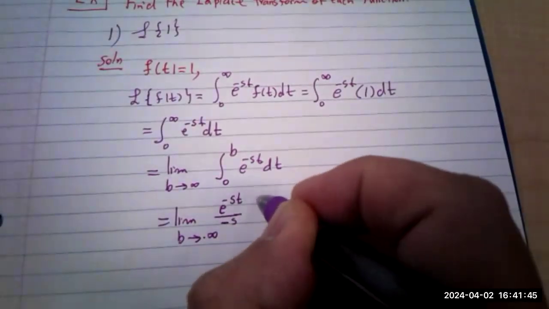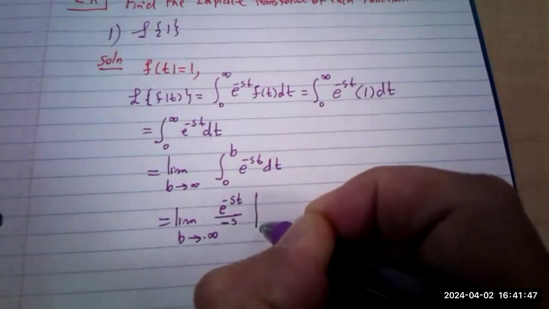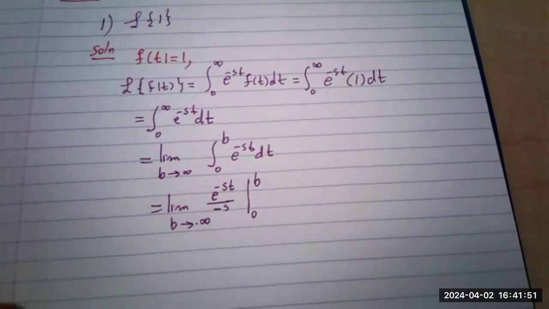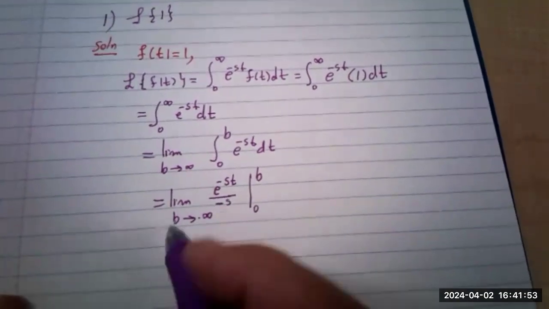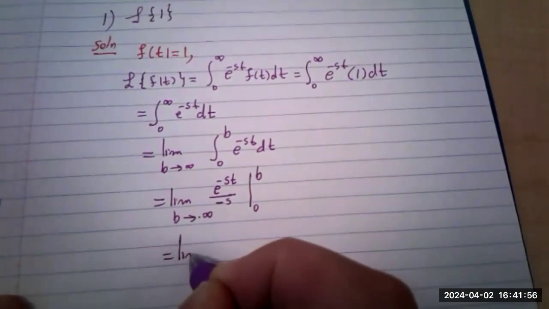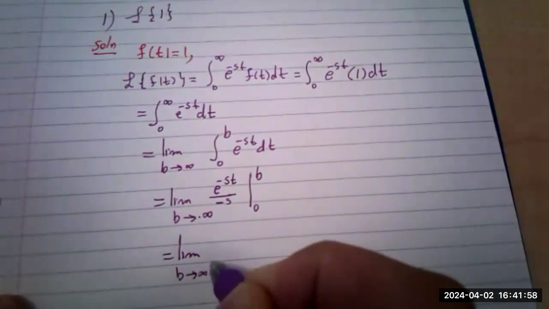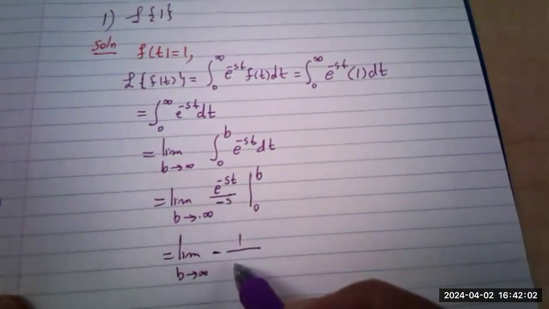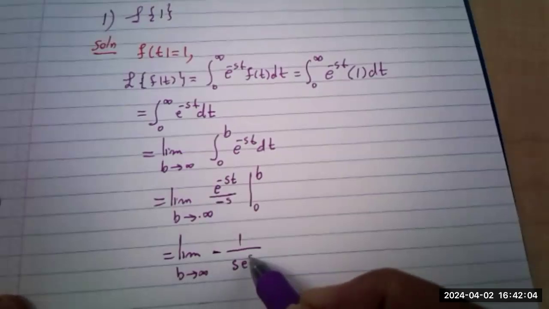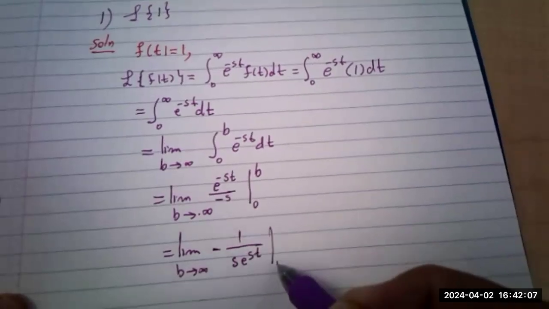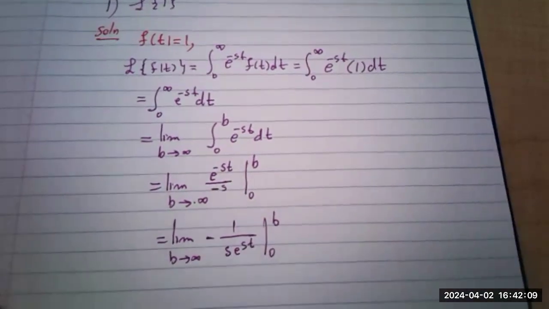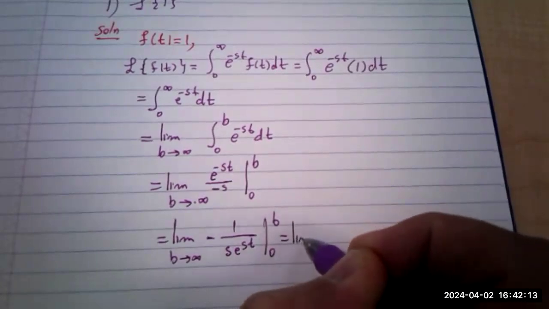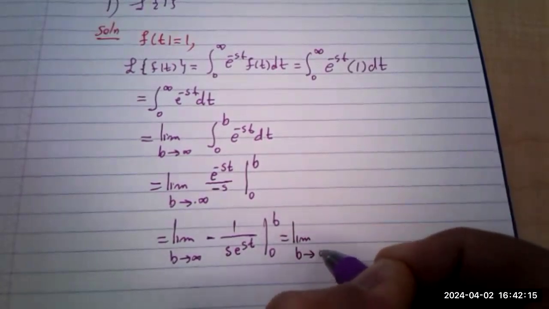But now t goes from 0 to b, and so you substitute first. What I'm going to do is bring this one down. There's a negative sign, so I put the negative here. So it's going to be the limit as t goes to positive infinity of 1 over s times e to the negative st, evaluated from 0 to b. It's easier to work with. Now substitute, it's going to be the limit as b goes to positive infinity.